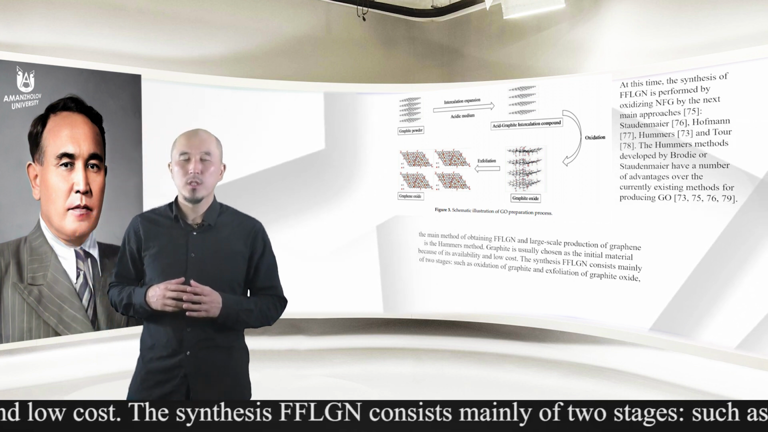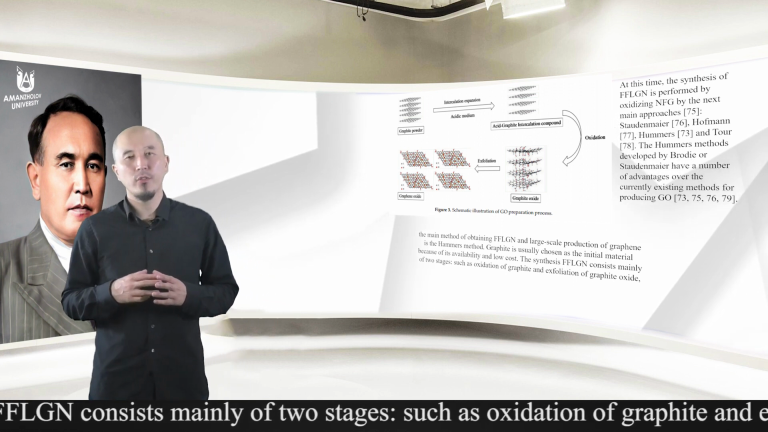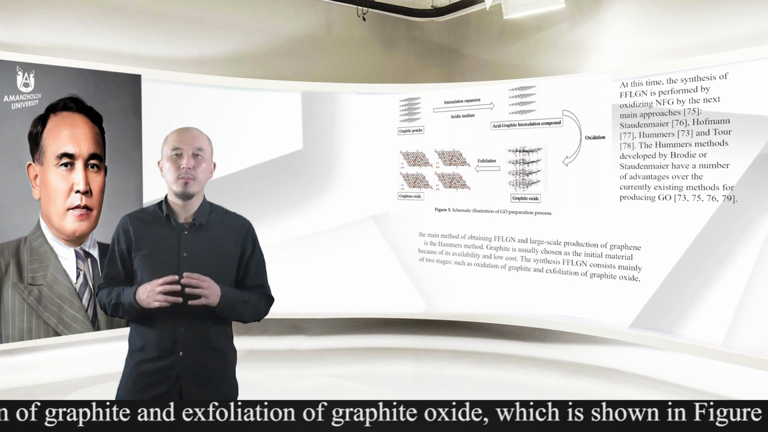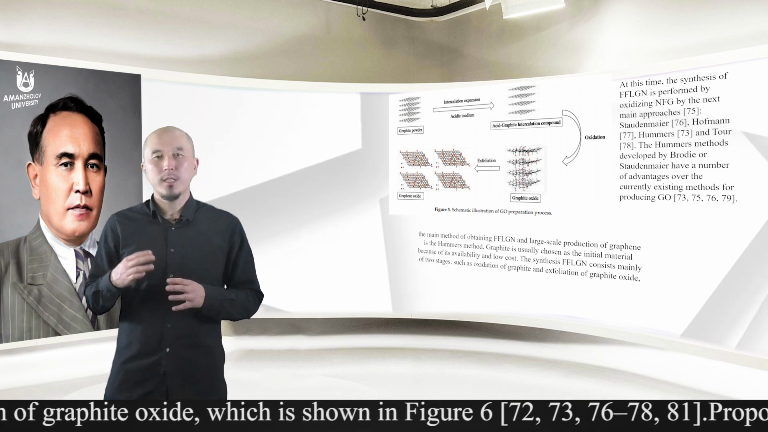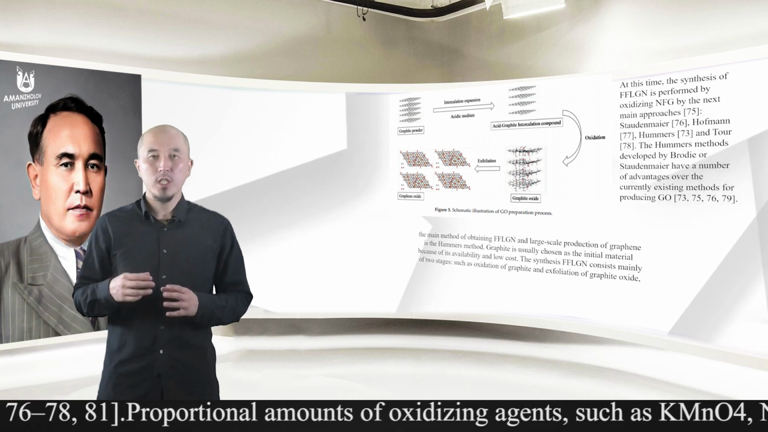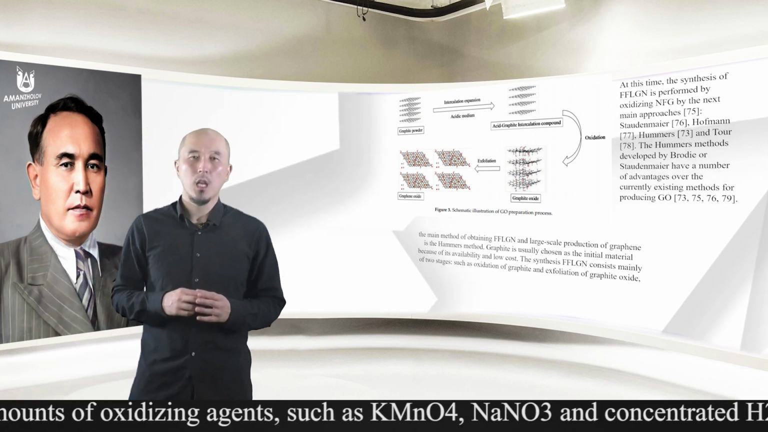Graphite is usually chosen as the initial material because of its availability and low cost. The synthesis of FFLGN consists mainly of two stages, such as oxidation of graphite and exfoliation of graphite oxide, which is shown in figure 6.